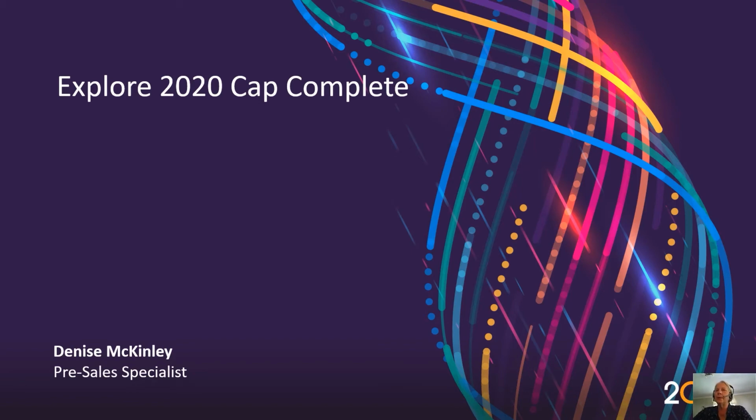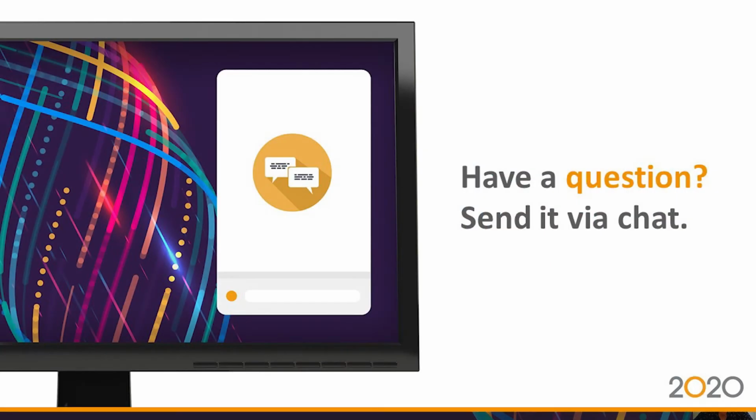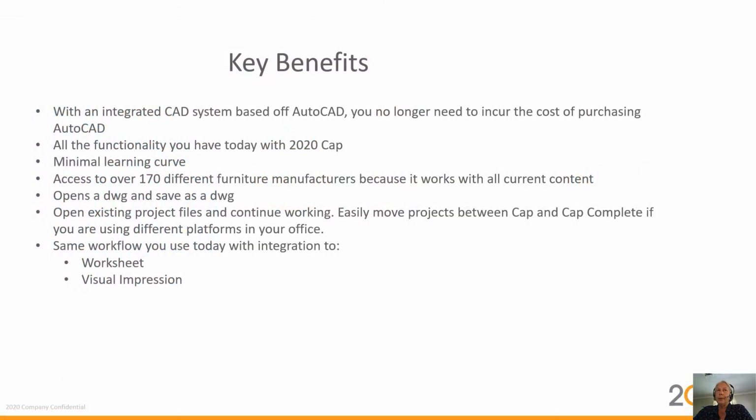In today's session, we're going to explore 2020 CAP Complete and also look at the key benefits to migrating from your current platform. So looking at the key benefits, 2020 CAP Complete has an integrated CAD system, and it's based off AutoCAD. So you're no longer going to need to incur the cost of purchasing AutoCAD.